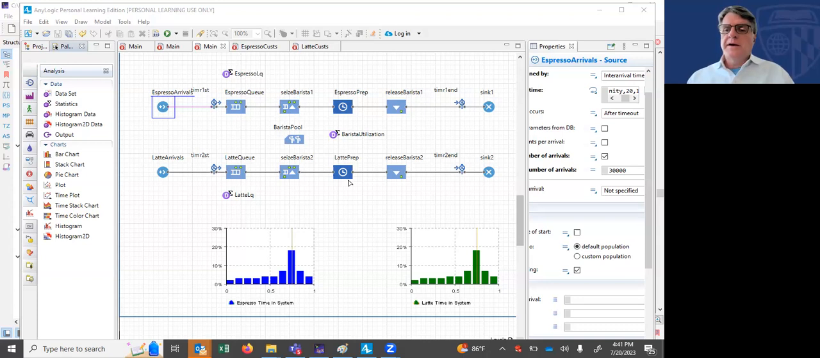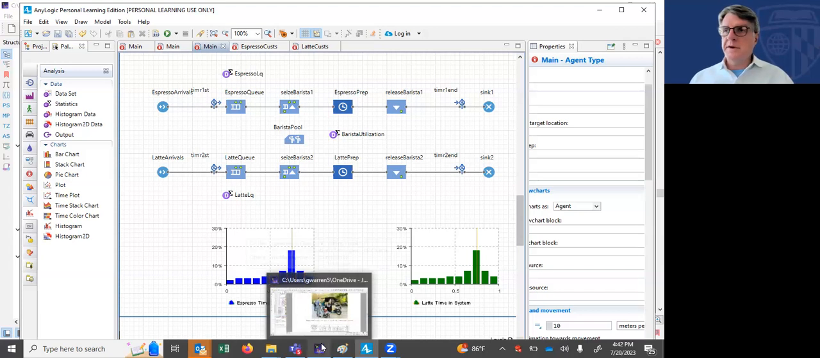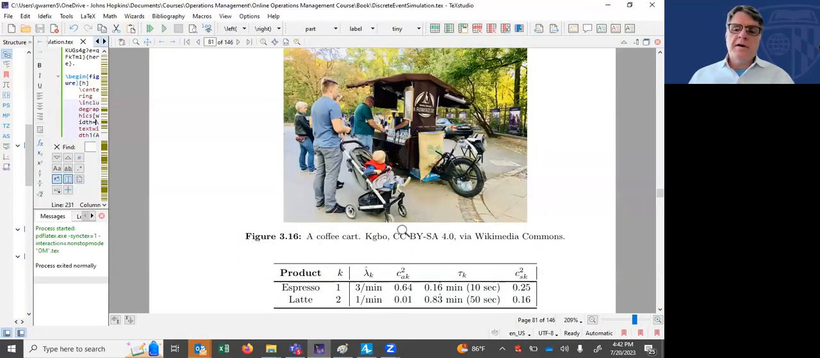We're working on an AnyLogic model. We've got it laid out here in front of us. I want to just go through the details with you. So in this model, or in this case study, there are two types of customers. It's really a single queue serving two types of customers. I'm going to cut over to the PDF to show you what's entailed here.